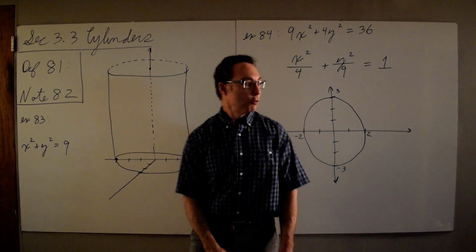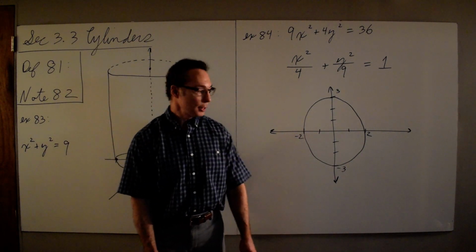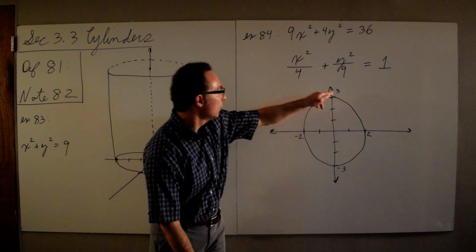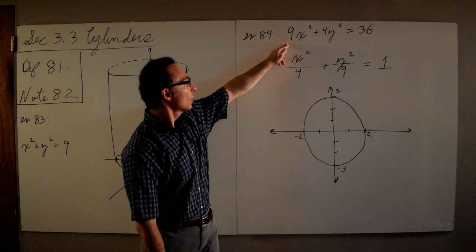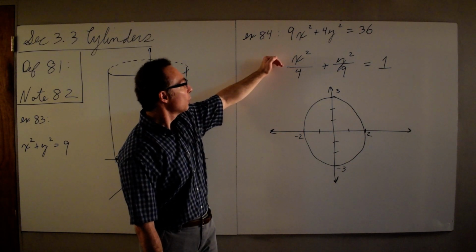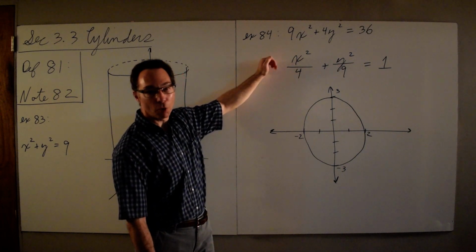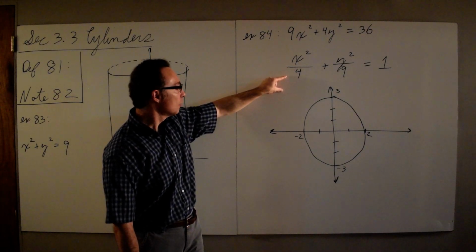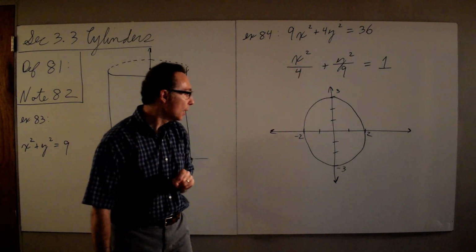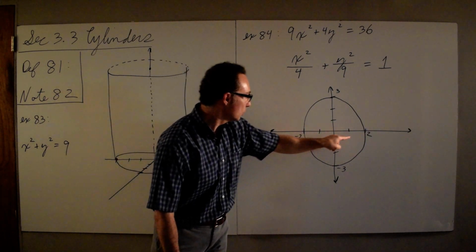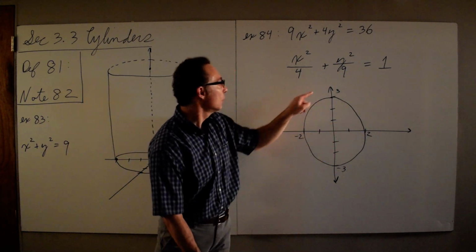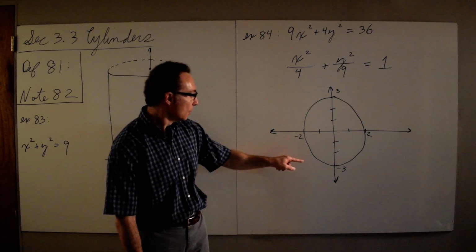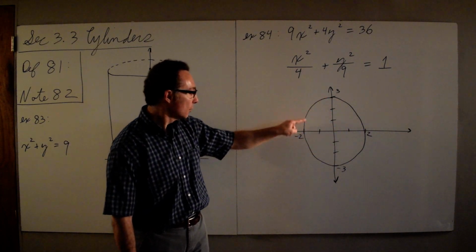Now, example 84 is very similar, except the directrix is the ellipse centered at 0, 0, and it looks like this. So we start with this equation divided by 36, just to make it look more like an ellipse that we're more comfortable with. So we have x squared divided by 2 squared, y squared divided by 3 squared. That's where the negative 2, the 2, the negative 3, and the 3 come from. Okay, so this is the directrix here.